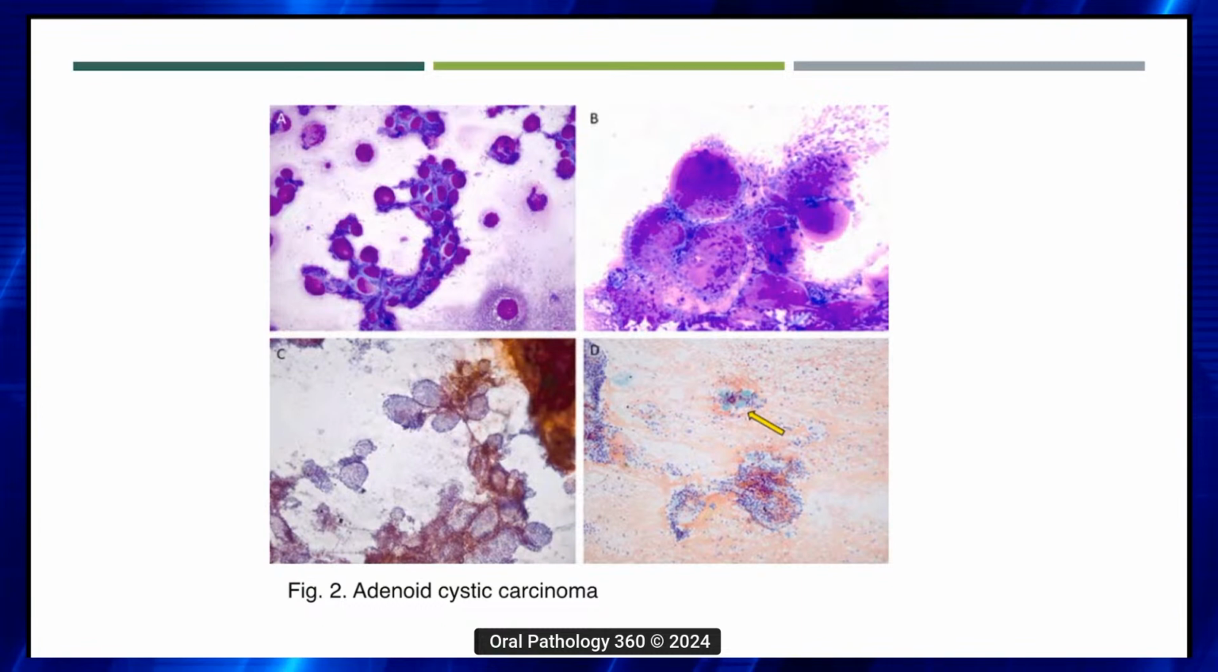While the matrix may not be easily visualized in Papanicolaou stained smears, indicated by arrows, the cribriform architecture remains visible. And this staining method allows for better appreciation of nuclear chromatin details.